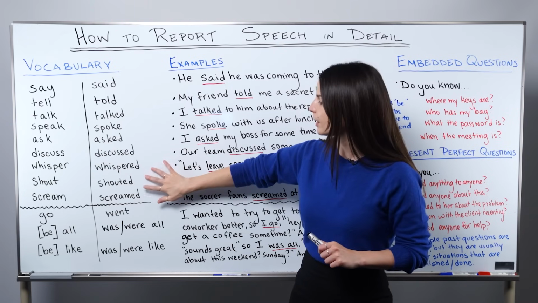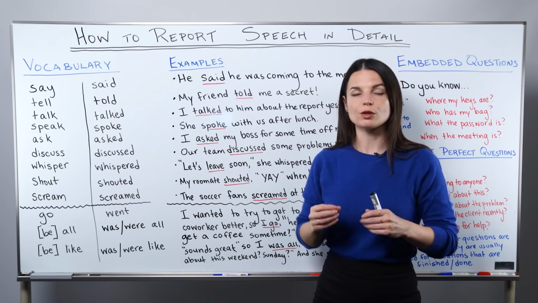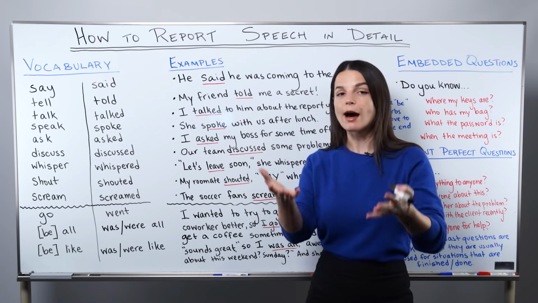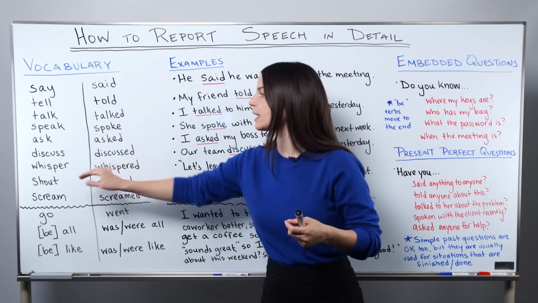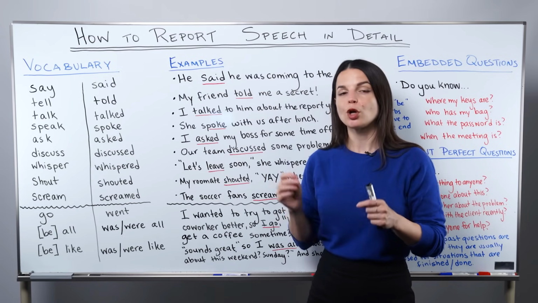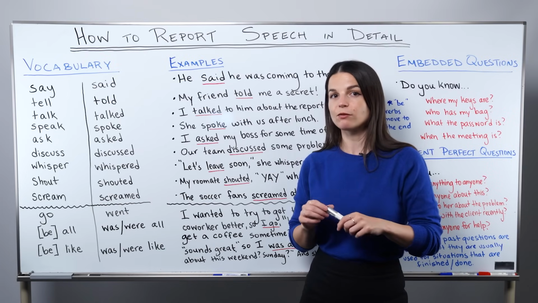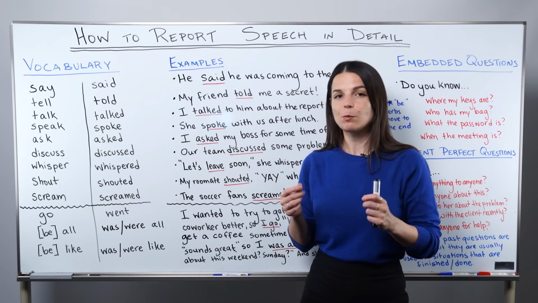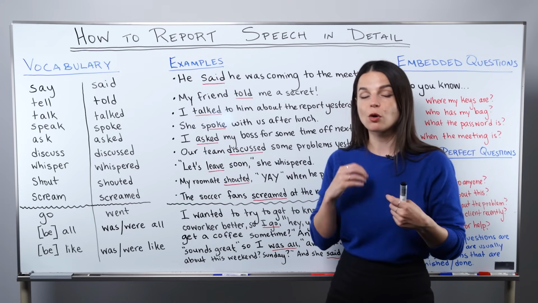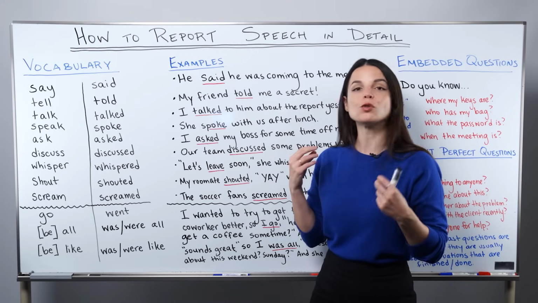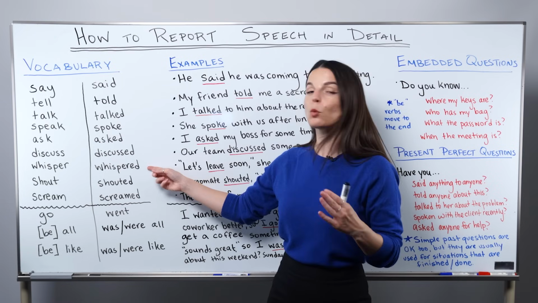So the last three are here because they're actually verbs we use to describe how someone is speaking. So the first verb here is whisper. To whisper means to talk in a very soft, very quiet voice. So here's an example. I'm whispering right now. I just whispered. So using a very, very quiet voice, this is called whispering. So the verb is to whisper. In past tense, it is whispered.